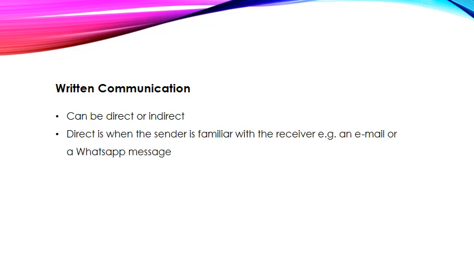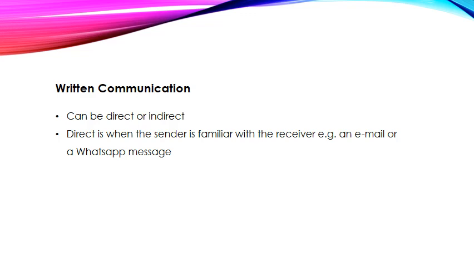It can be direct or indirect. So direct written communication is when the sender is familiar with the receiver. They know each other. When there's an email sent between you and your manager, when there's a WhatsApp sent between you and your friend, between you and your lecturer, that is direct written communication. You write the words down and you send it to somebody that you know.